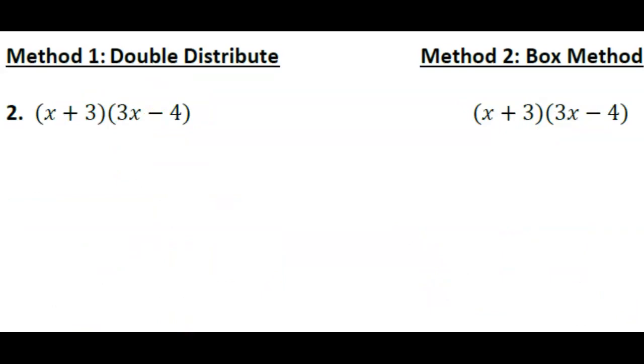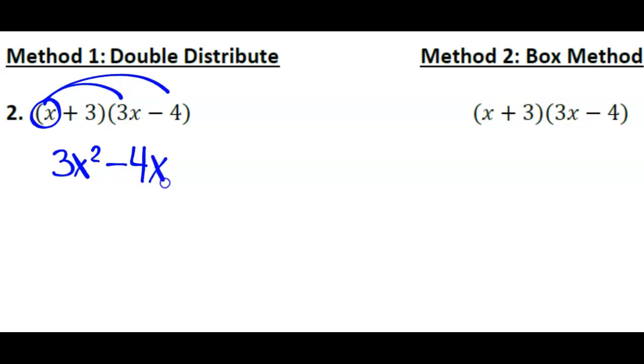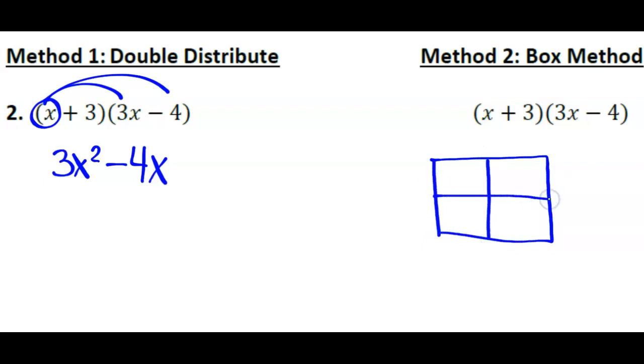If I'm going to double distribute, I'm going to start with my x, and I'm going to distribute that to my 3x. So I'm going to get 3x squared, and I'm going to multiply it to my negative 4, I get negative 4x. Okay, we're going to finish that one in class. We're going to set up the box, and I'd love for you to try the box method on this guy, but we'll finish this one in class.